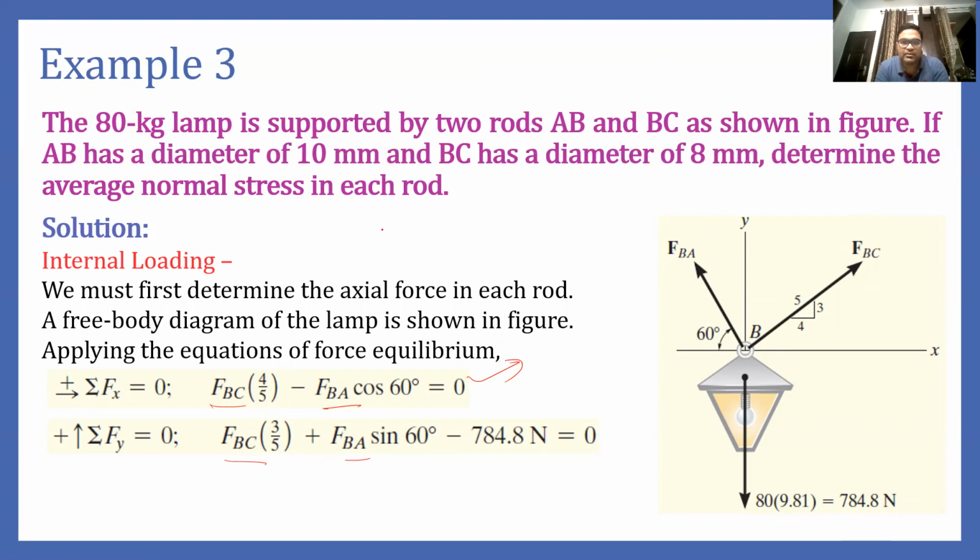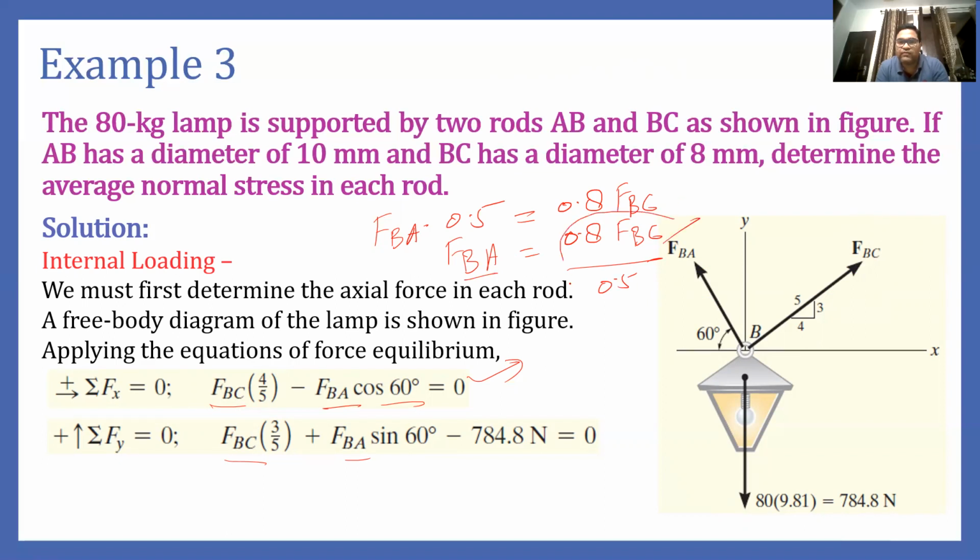So we can write FBA... cos 60 value will be 0.5. So 0.5 times FBA will be equal to 0.8 FBC, or FBA will be equal to 0.8 FBC by 0.5. So this is how we can find the value of FBA in terms of FBC.